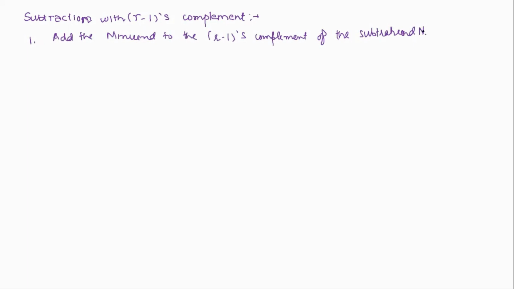Once you do that, there are two possibilities. That means you perform the operation, and there is a possibility that your end carry might be there. If your end carry is there, you are supposed to add 1 to the LSB. And if there is no end carry, then what happens?